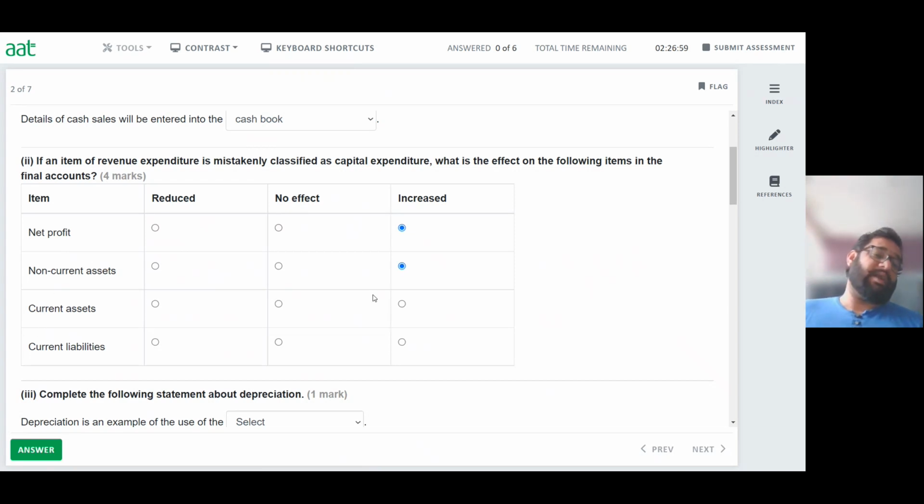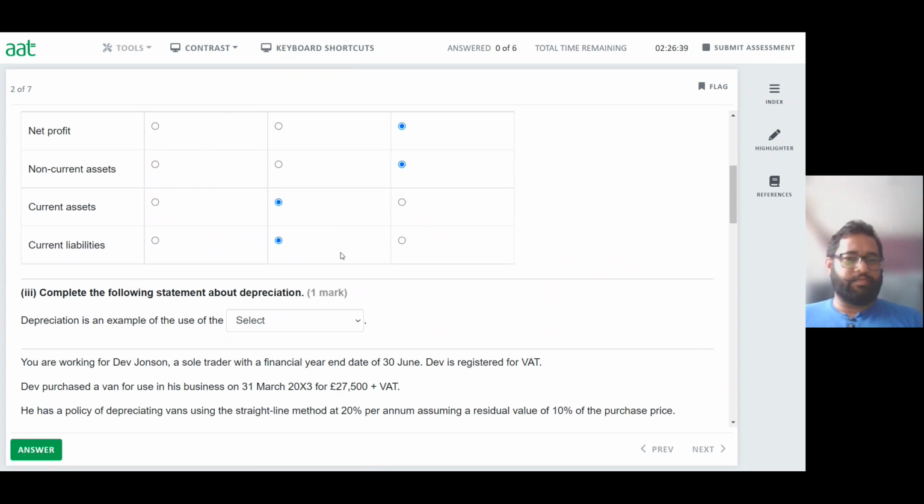But here, the non-current asset is increasing, but there are no changes to your current liability or the current assets because there's no mistake on that part. Like for example, we didn't have any problem with the bank or anything like that. They haven't mentioned anything about it. It's simply a revenue account that has been entered into a capital expenditure. So that is the only problem.